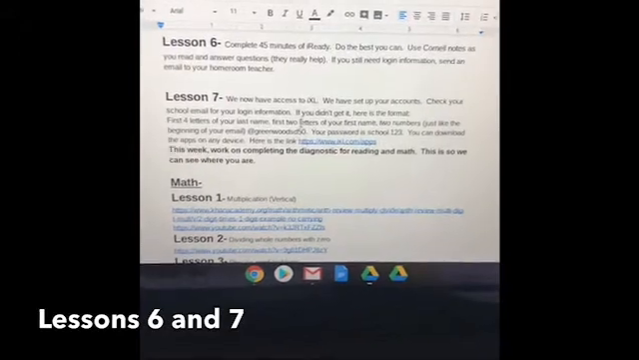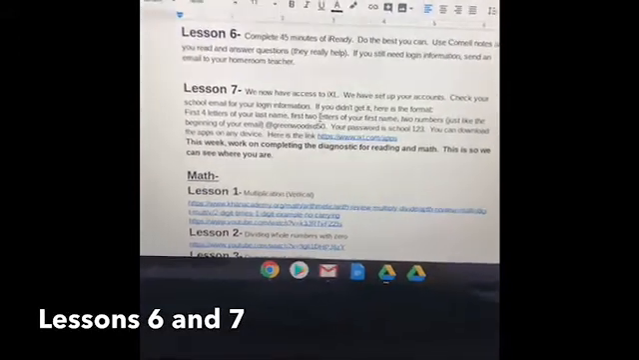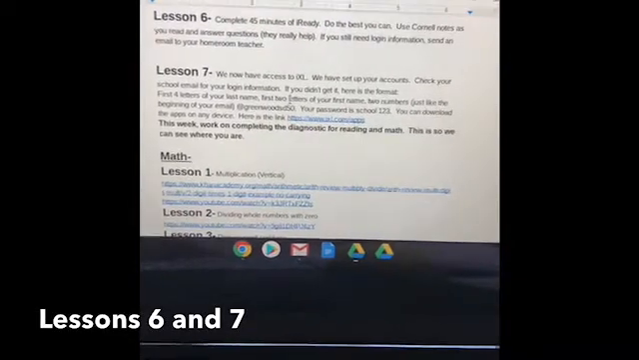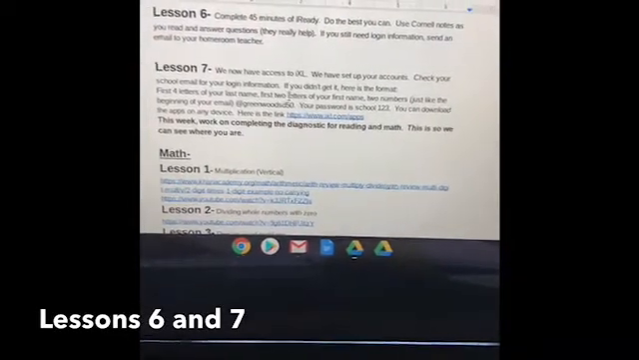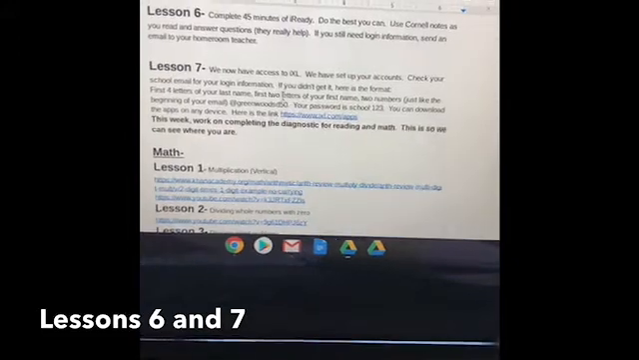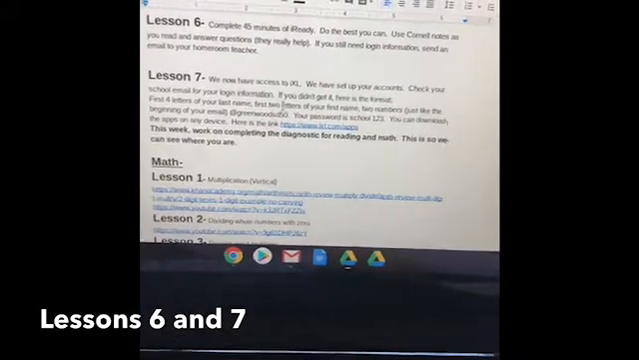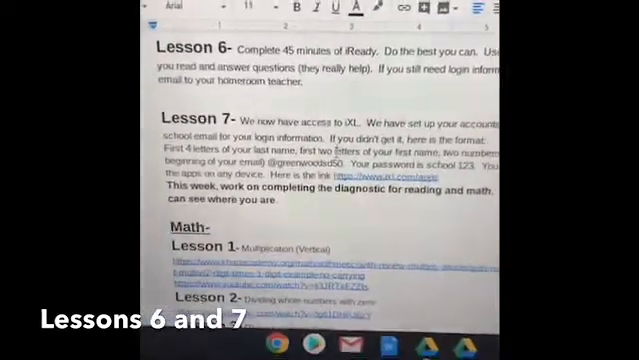Now, if you need help specifically, be sure to request a Zoom time so that we can get together privately and you can get help. Now, for lesson 7, everybody has access to iExcel. Your accounts have been set up. We emailed you the information. But if you still are having trouble getting in, this is your login information, okay?